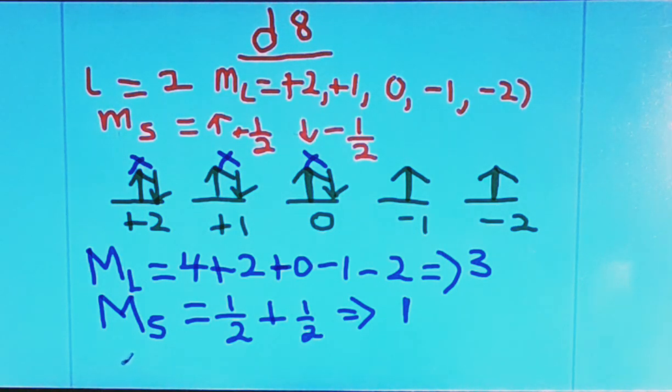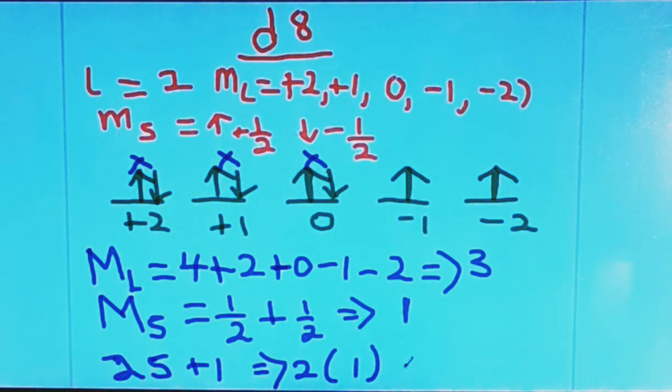Then the next thing is to determine the spin multiplicity by using 2s plus 1, where the s is the same as the total spin angular momentum, which is 1. So 1 plus 1, we have 2 plus 1, we have 3.